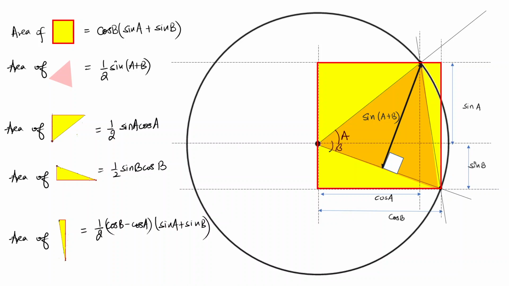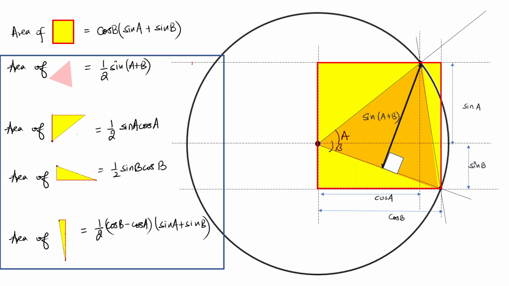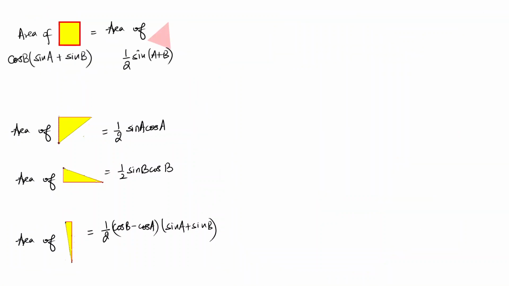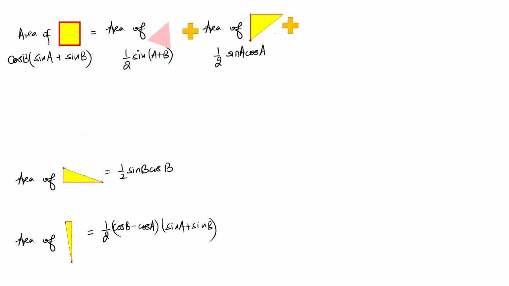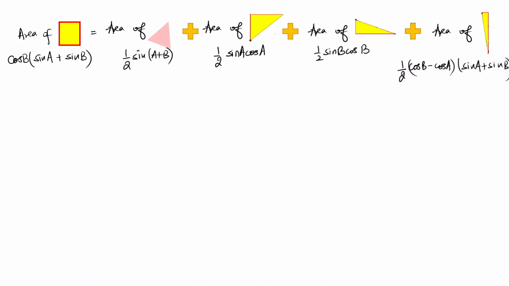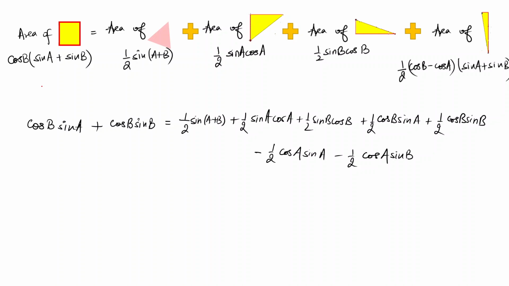And believe me, if we use the simple logical idea that the whole area is the sum of the areas of the parts, then we will get our identity. So let's see, these are the parts and this is the whole. Okay, so let's rearrange stuff. Okay, and then expand. So cos B sin A, cos B sin B, and you see half of sin A plus B and all these things here.